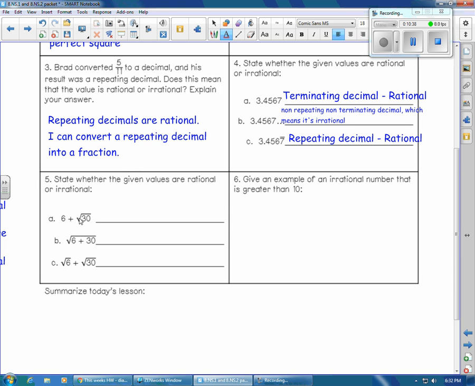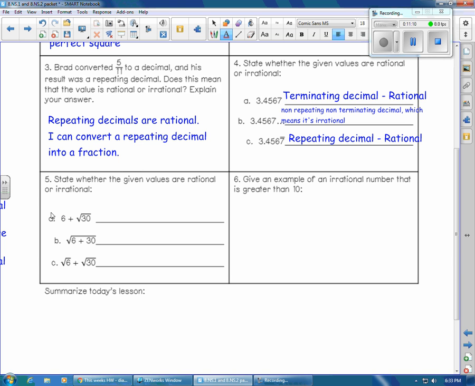I don't know that we've talked about like terms in terms of radicals, but we have talked about like terms when we're combining like terms in an equation. And we said like terms have to have the same variable raised to the same power. When we're talking about like terms with radicals, like terms have to have the same radical with the same number under the radical sign. So 6 and 30 cannot be combined together because they are not like terms.